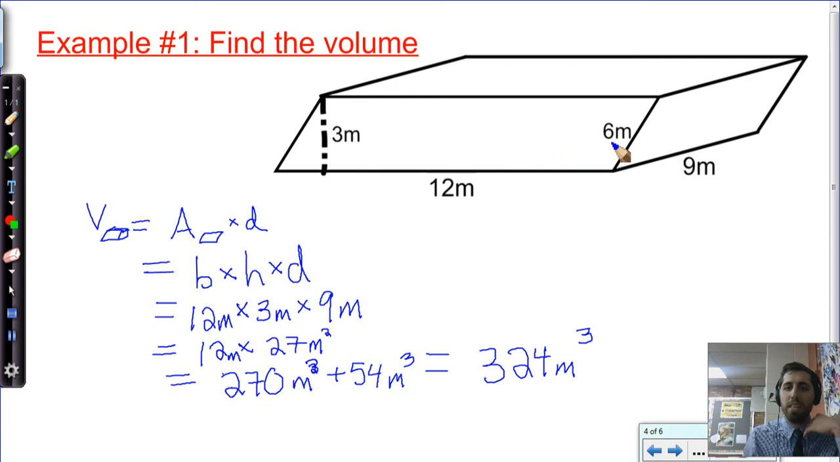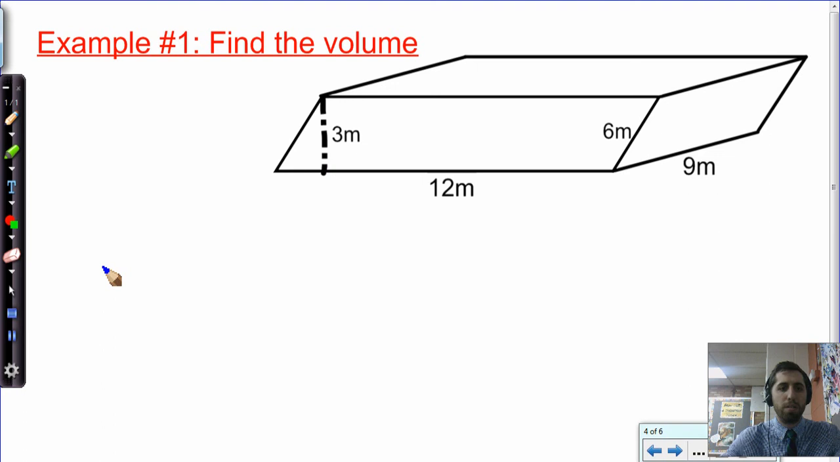I want you to notice we didn't use this 6 meters, and again, the reason is because when you're finding the area, that front face of a parallelogram, we use base times height, and we ignore this diagonal side. We just use the base and the height, which are the two measurements that the perpendicular, the right angle touch. So that's the first one. Let's do one more.